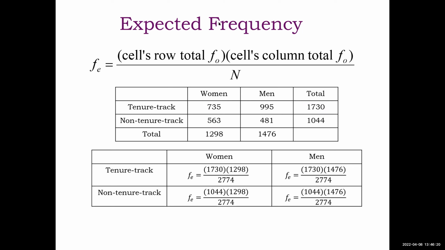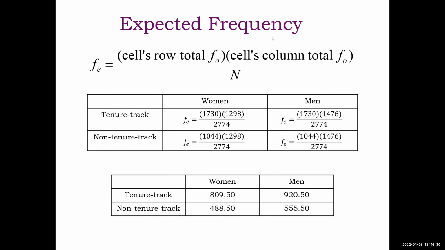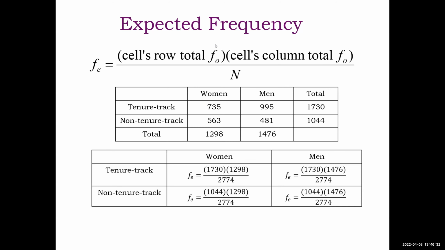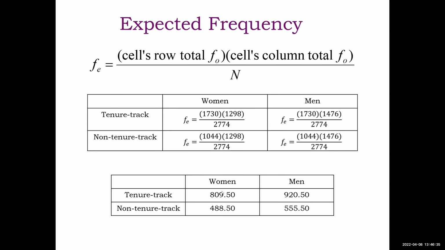Let's actually draw it. So here is the calculation for women, men, and tenure track, and so forth. This is just showing you the calculations, right? This is how we calculate expected frequency. Those are just the results of all these calculations. We can see that we expect 809.5 women in tenure track, 920 men. This is taking into consideration the quantities in each row and column.